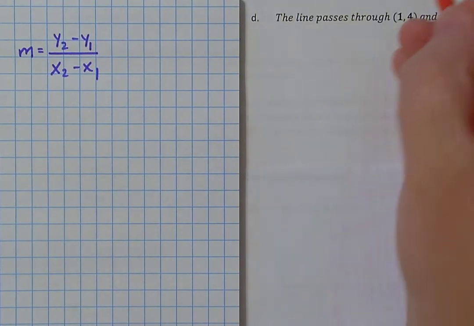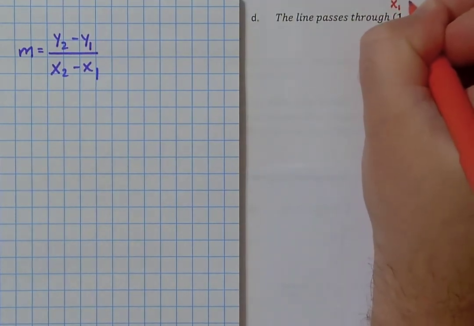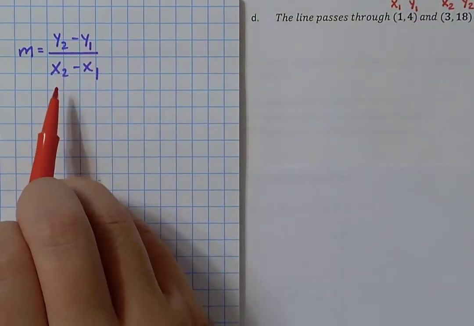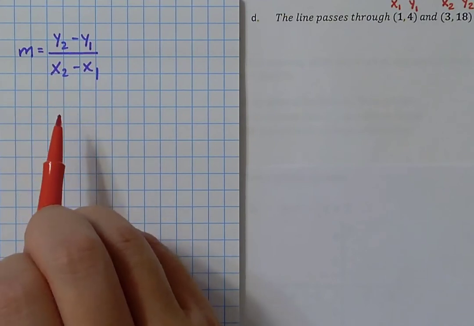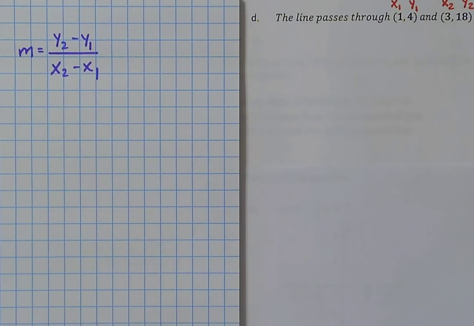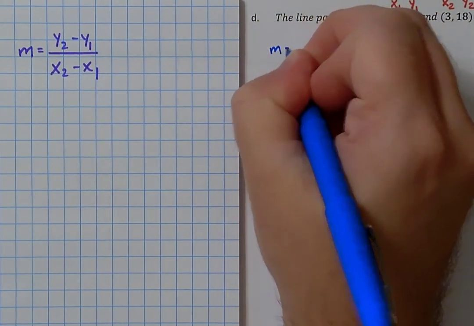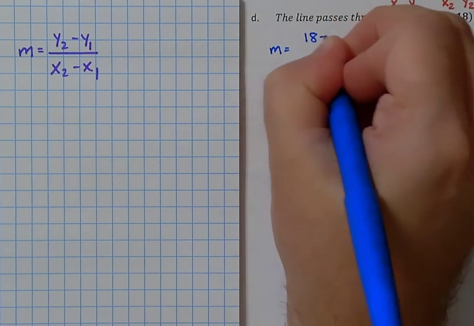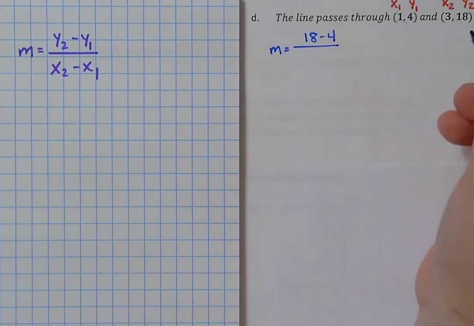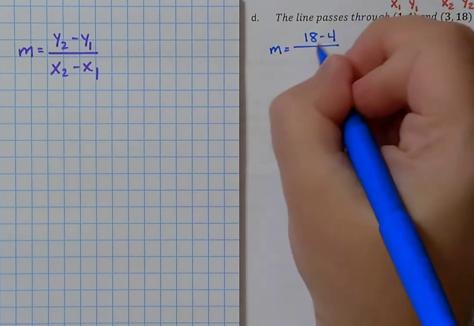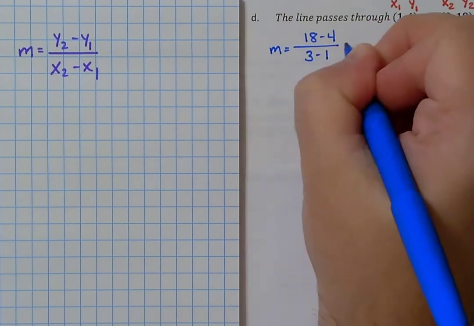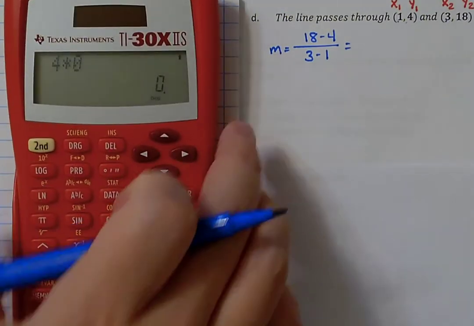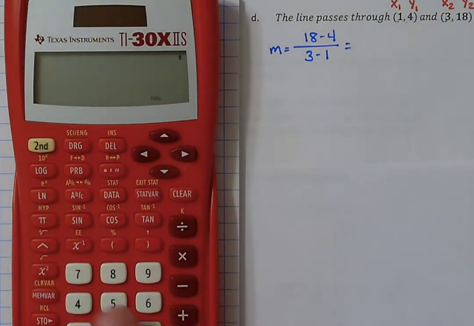Again, we have to find slope first. So we're going to take this as our x1, y1, and then our x2, y2. And we're going to plug that in for our slope formula, which is y2 minus y1 over x2 minus x1. So m equals, it's y2 minus y1, so 18 minus 4, over x2 minus x1, so that's 3 minus 1. And then we just have to simplify the top and the bottom, and then take whatever result we have, and that would be our slope.